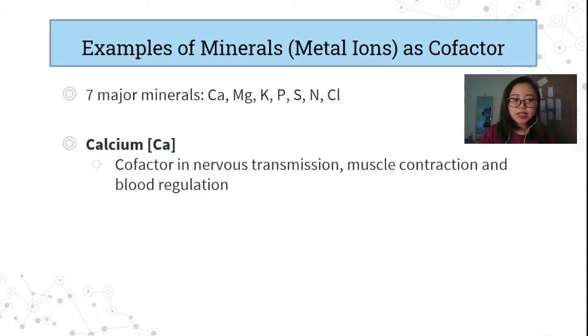When we talk about calcium, it is usually used as a cofactor in nervous transmission, muscle contraction, and blood regulation. So we're gonna see this even more in the upcoming chapters. So calcium ini sangat diperlukan sebab dia cofactor untuk dalam kita punya neuron. So that's nervous transmission, muscle contraction, pergerakan otot kita perlukan calcium, and also blood regulation. Blood regulation is not only going to involve our blood tissue, but also many other organs in the body.